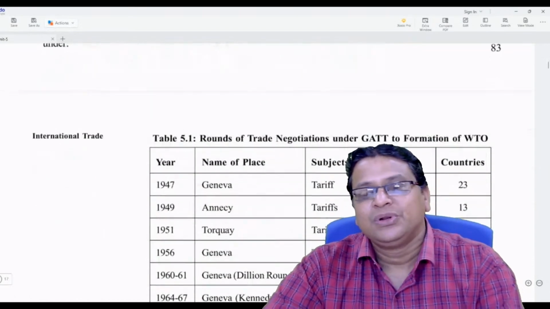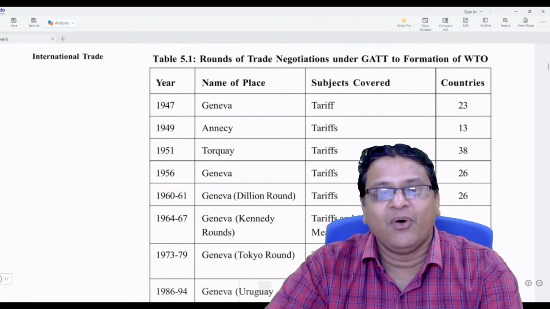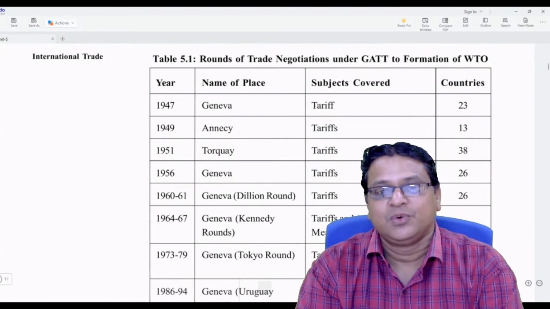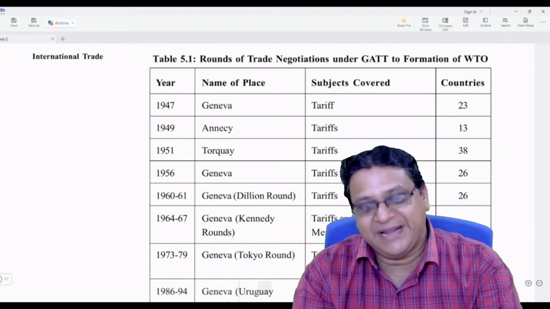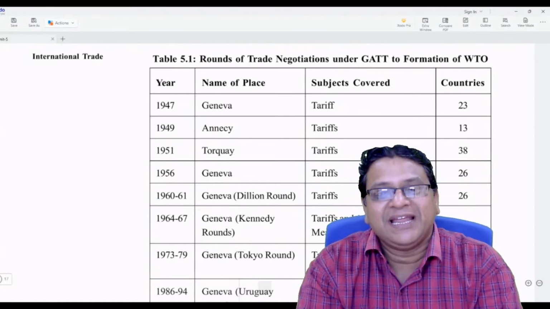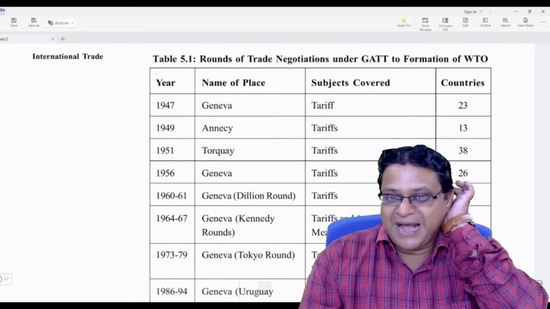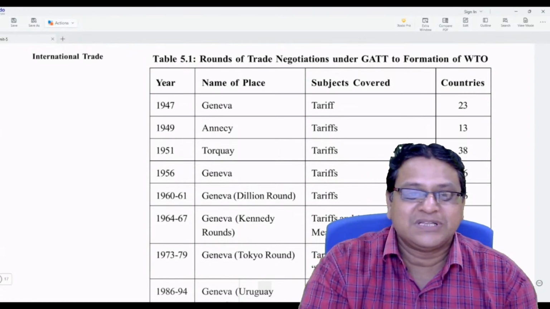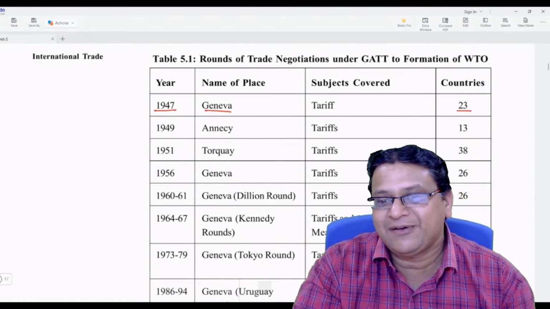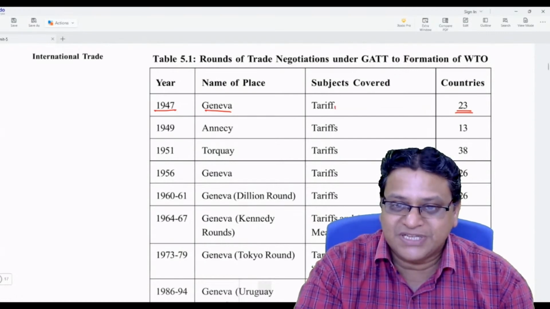Okay, so we have discussed GATT was framed in 1948, and all the discussion regarding GATT was made between countries which were trying to frame ITO, and in between them they have made a stopgap arrangement like GATT to frame rules and regulations for international trade. The first round of negotiation under GATT was made in 1947. It was in Geneva. Only 23 countries joined this particular agreement, and the subject discussed was tariff.